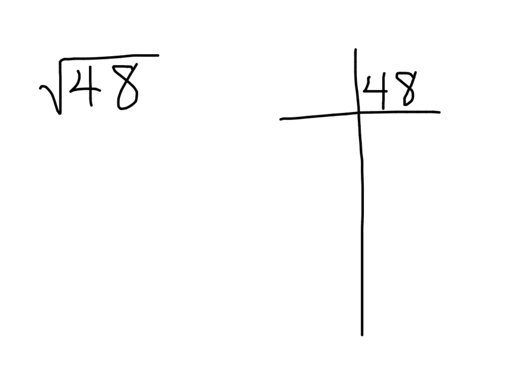Now, instead of a tree, I'm going to put it in a T format. The first prime number that we have that goes into 48 is the number 2. 2 is the first prime number. What's 48 divided by 2? I put the 24 underneath the 48 and I start over.